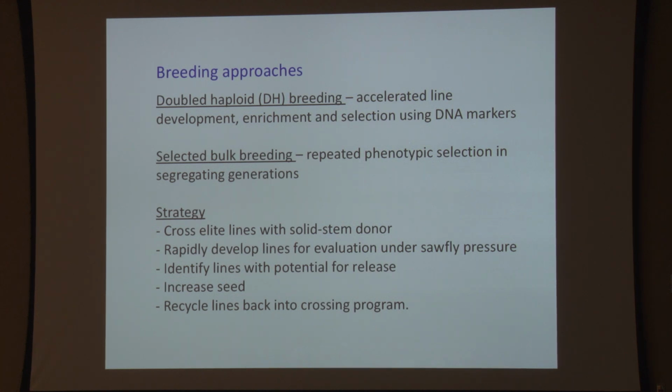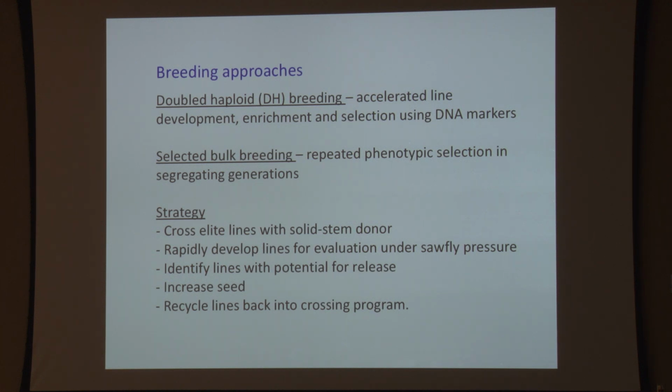So the breeding approaches Scott has used are double haploid breeding. This is a technique to accelerate the time it takes to develop lines. Repeated phenotypic selection in segregating generations.